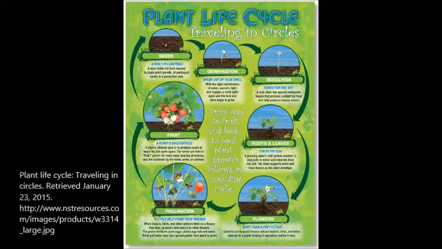Now we will look at the plant life cycle. The life cycle of a plant starts with a seed. Inside a seed is a tiny plant and some food. The plant uses the food as it starts to grow. Seeds need water, warmth, and air to grow.